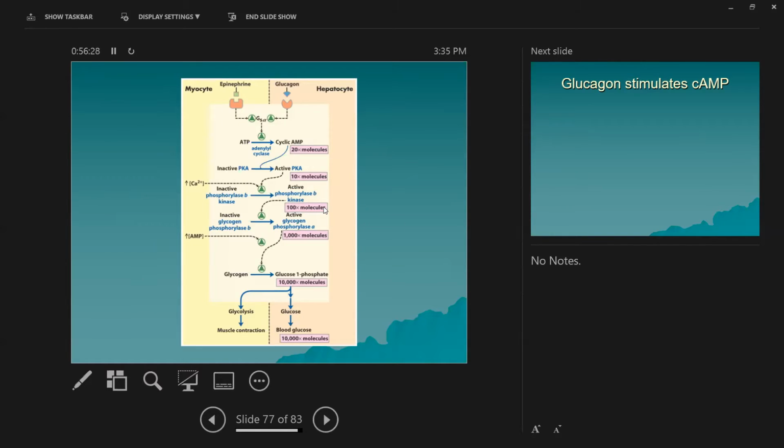Why do you have these multi-step activities? Well, with each step, you get amplification. So one occupied receptor might give you up to, say, 20 cyclic AMP molecules. Each of those cyclic AMP molecules will activate 10 protein kinase A's. That's a 200-fold amplification from the one hormone that bound here. Then one active protein kinase A can activate 100 phosphorylase kinase molecules. And then those can activate 1,000 glycogen phosphorylase molecules, which can then produce 10,000 glucose 1-phosphates. You can see you've got amplification all the way down. So what starts little then becomes big.